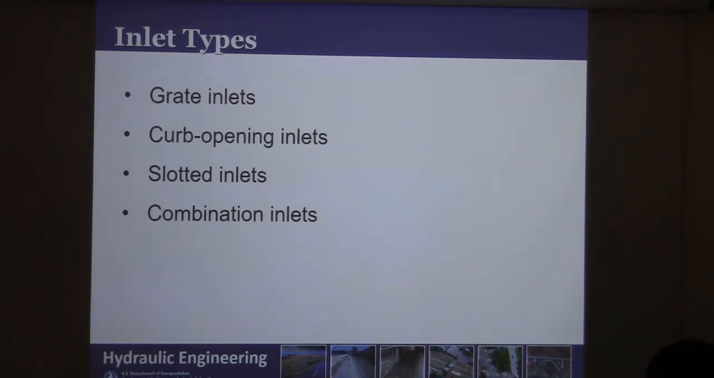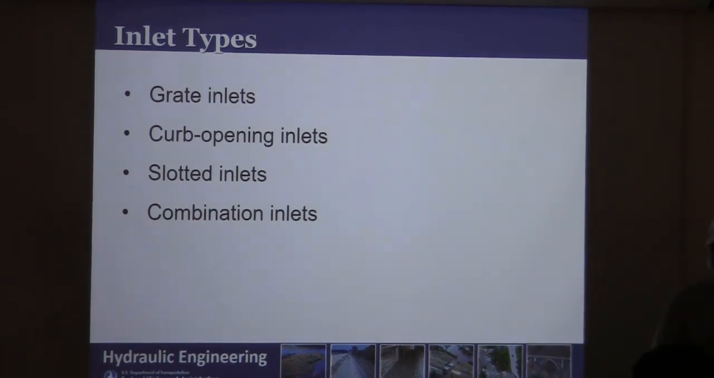Slotted inlets, they're usually very long, and they're used to pick up sheet flow. So any sheet flow you don't want to get into the road. So say it's in a parking lot or something like that, and you're seeing sheet flow coming down, you'll see it a lot of times there and pick it up with a slotted drain. And then combination inlets are pretty common. It's usually a grate with a curb opening.